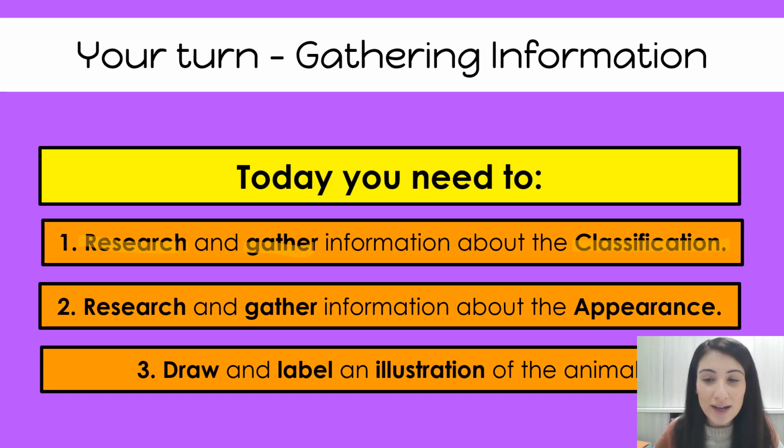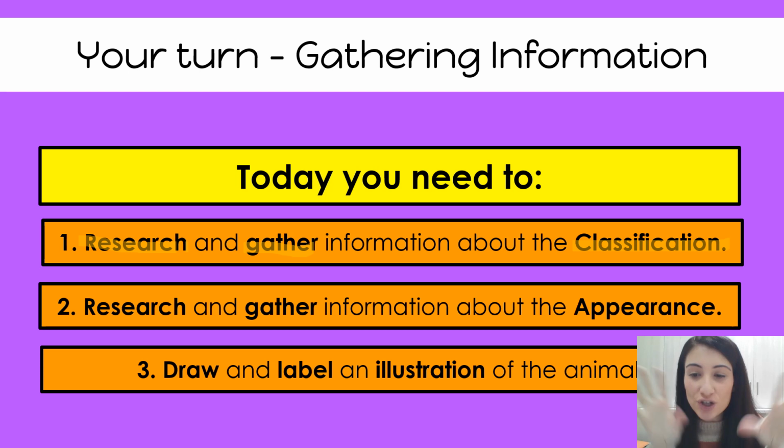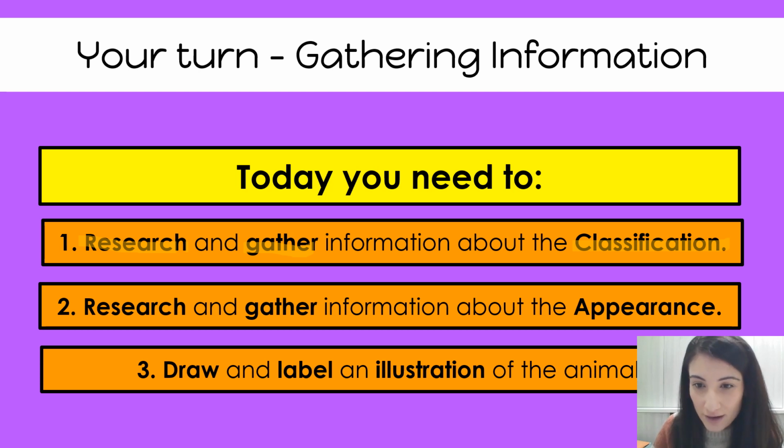And the last one, sorry, my video is covering that at the end there, but I think that we've got most of the information that we need. The last one, step 3, is to draw and label an illustration of the animal, because that goes with the appearance information. When you draw and label an illustration of the animal, you're showing the different physical features of the animal. You're showing what is special about the animal's appearance and what it looks like.